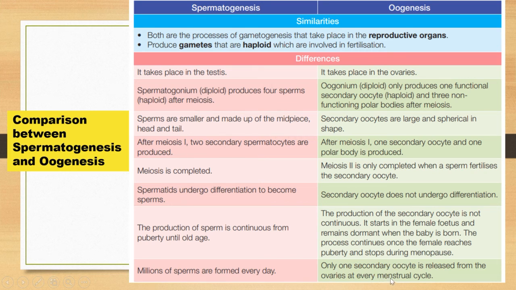So that is the comparison between spermatogenesis and oogenesis. Please at least remember 3 or 4 differences between spermatogenesis and oogenesis. For the similarities, please at least remember 2. So please know the similarities and the differences between spermatogenesis and oogenesis.